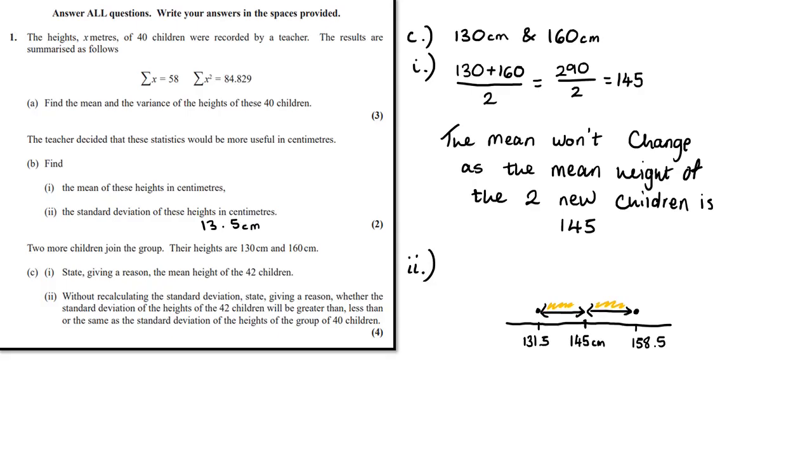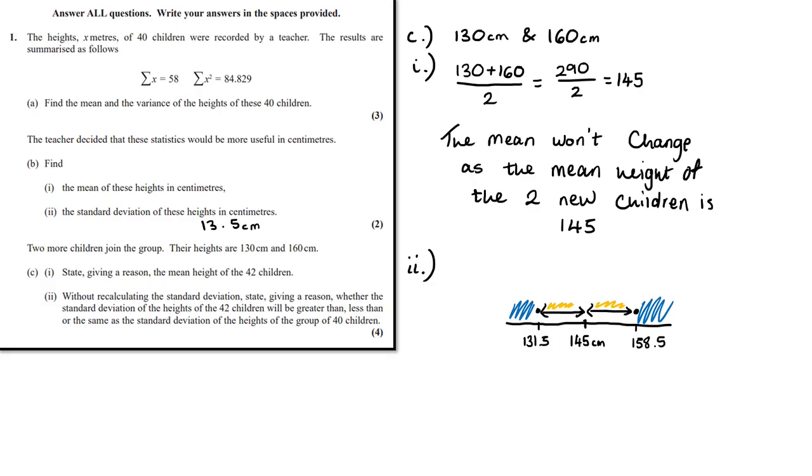And if they're greater than one standard deviation, so if they're outside, so again, let's just shade this with a different pen colour. So if they're outside here, so a value less than 131.5 and a value greater than 158.5, then because the data spread is getting larger, the standard deviation will increase.